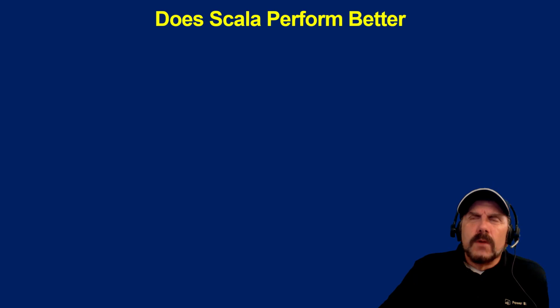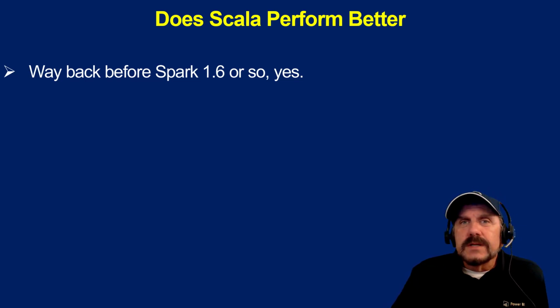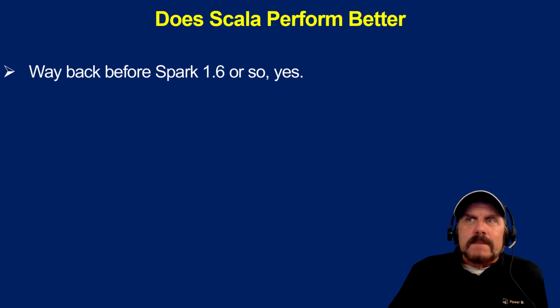Does Scala perform better? Now that's a really interesting question. Well, way back before Spark 1.6 or so, yeah, there were good reasons. Python and R were starting to emerge as potential languages used in Spark, but they were very immature. They couldn't reach into the full API, especially R. And there were a lot of performance issues around it. So yeah, it made sense in many cases to favor Scala. Not going to argue that one.